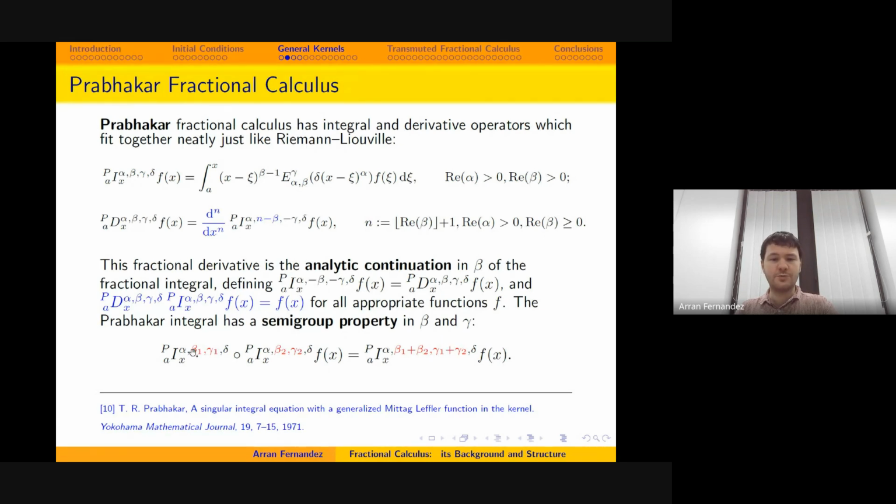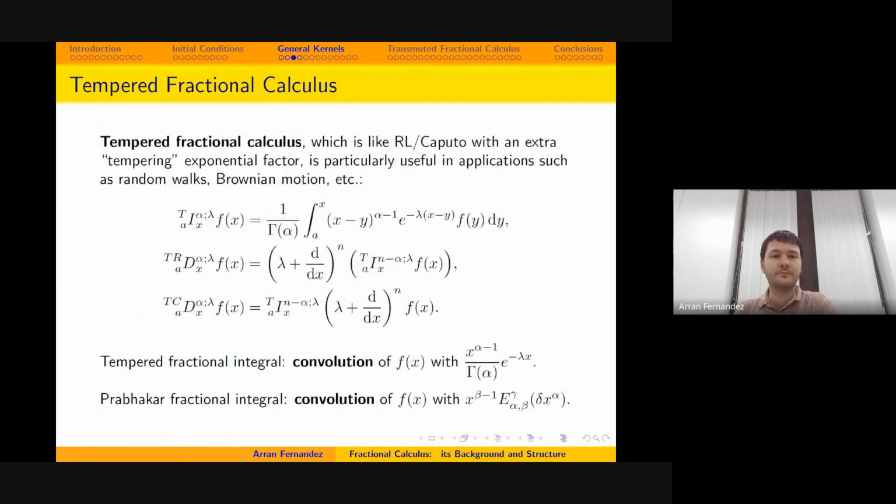We also have a semigroup property, not in one parameter, but in two parameters. So if you put together two Prabhakar integrals with the same alpha and the same delta, then you will add together their values of beta and gamma. So this leads to a whole lot of interesting algebraic properties that are not the topic of this talk, but it's a very powerful and important thing that you have this semigroup property.